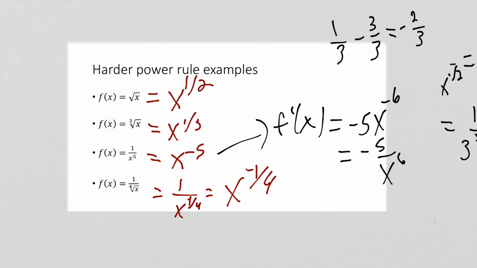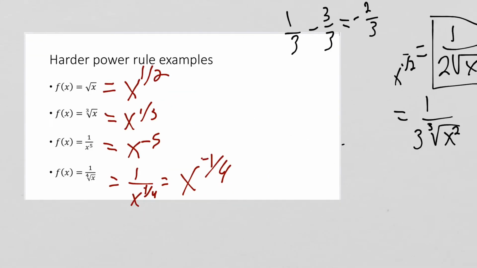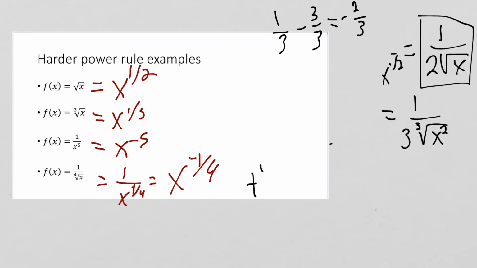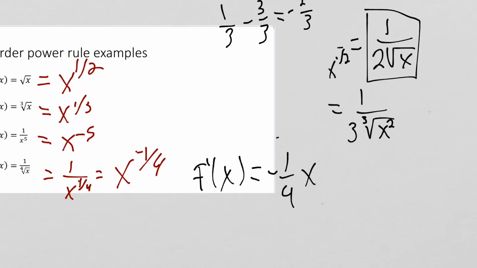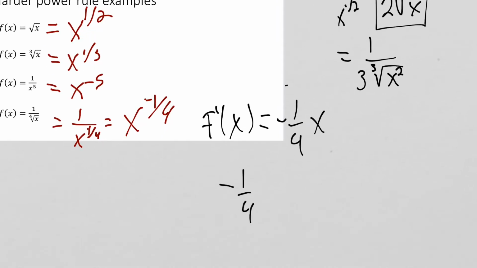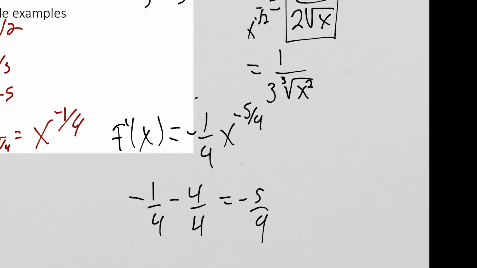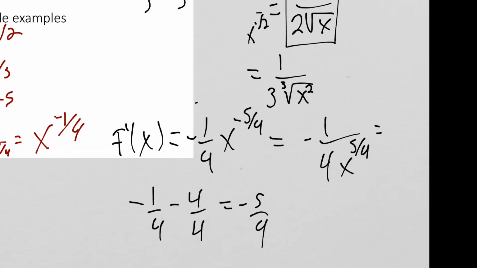And finally, we'll do 1 over the 4th root of x. So this is going to be the trickiest one we've done. So this is going to be negative 1/4 out front times x to the... what is negative 1/4 minus 1? What is negative 1/4 minus 4/4? That's negative 5/4. Okay, so then we can rewrite that now as negative 1 over 4 times x to the positive 5/4, which we can then rewrite as negative 1 over 4 times the 4th root of x to the 5th power.